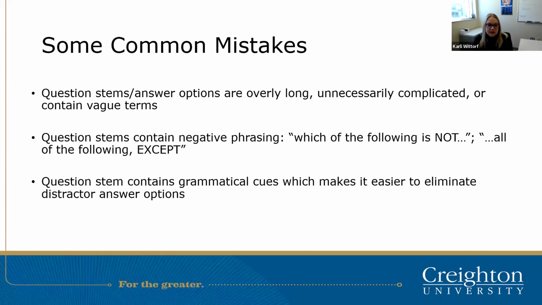Another common mistake seen is that question stems contain grammatical cues, which make it easier to eliminate distractor answer options. You have the correct answer option that matches the grammatical cue within the leading question in the stem, but your distractors don't match that. So it's very easy for students to say, oh, when I read this one out loud to myself, it doesn't match what the question is asking. So therefore I can eliminate that one much easier.